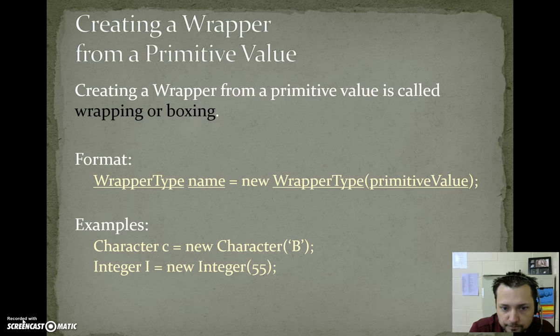Integer i, that i shouldn't be capitalized, it should be lowercase. Well, let's just go fix that. Integer lowercase i equals new Integer(55). And i would store the integer value of 55.